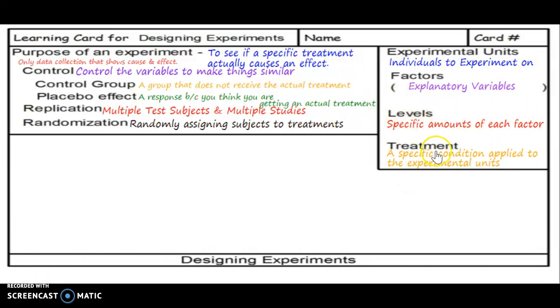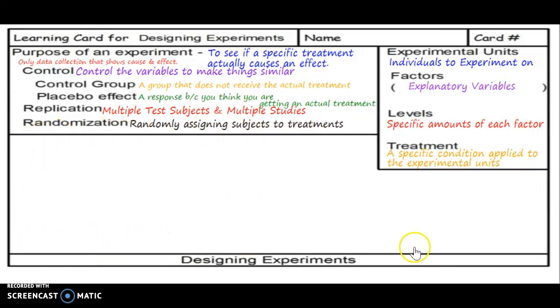And then we have the treatment. A treatment is a specific condition applied to the experimental unit. So if I give one of those plants that I was just talking about a full cup of water and 1 pellet of fertilizer, that would be a treatment. So the factors, levels, and treatments go together. If you multiply the number of factors by the number of levels, then you're going to get the total number of treatments. So a specific condition applied to the experimental units.